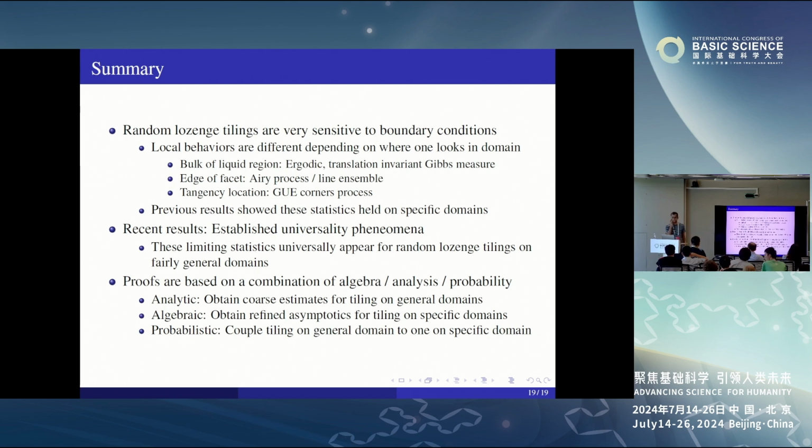The proofs are based on a combination of algebra, analysis, and probability, where the analysis is used to obtain a coarse estimate on your general domain. At this stage, you have to face the fact that you're dealing with a nasty domain, but you're requiring less, just a bound. The algebraic step is where you require more: you require the refined limiting asymptotic statistics, but now in a specific domain. And the probabilistic step is where you couple them together. Okay? So with that, I'll thank you for your attention.